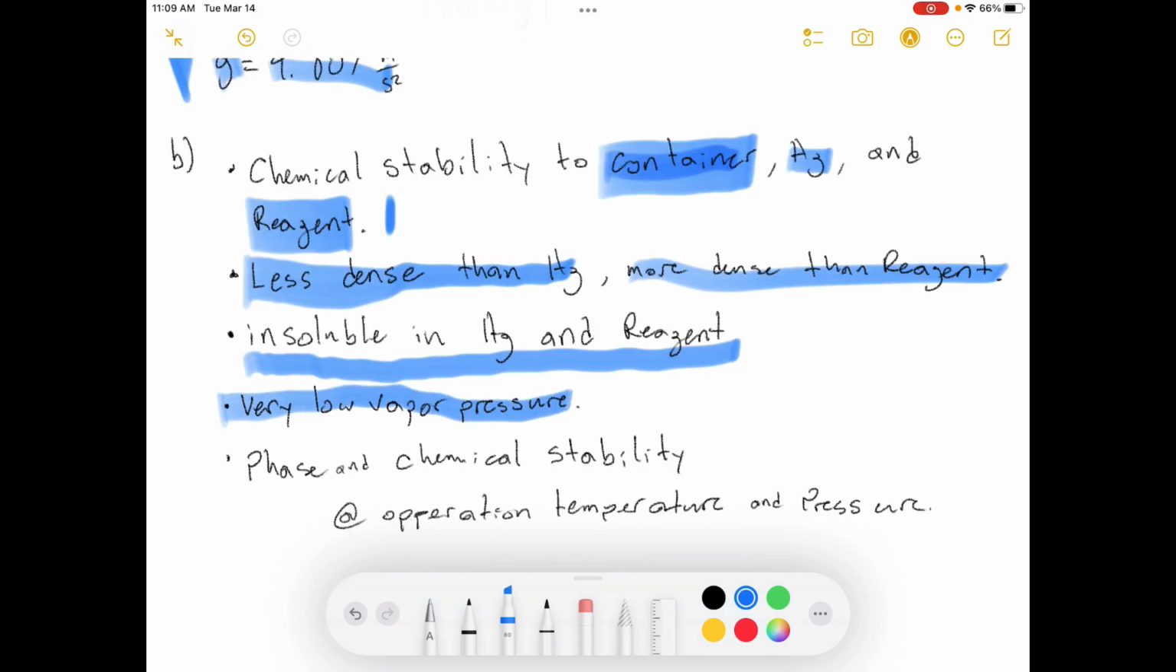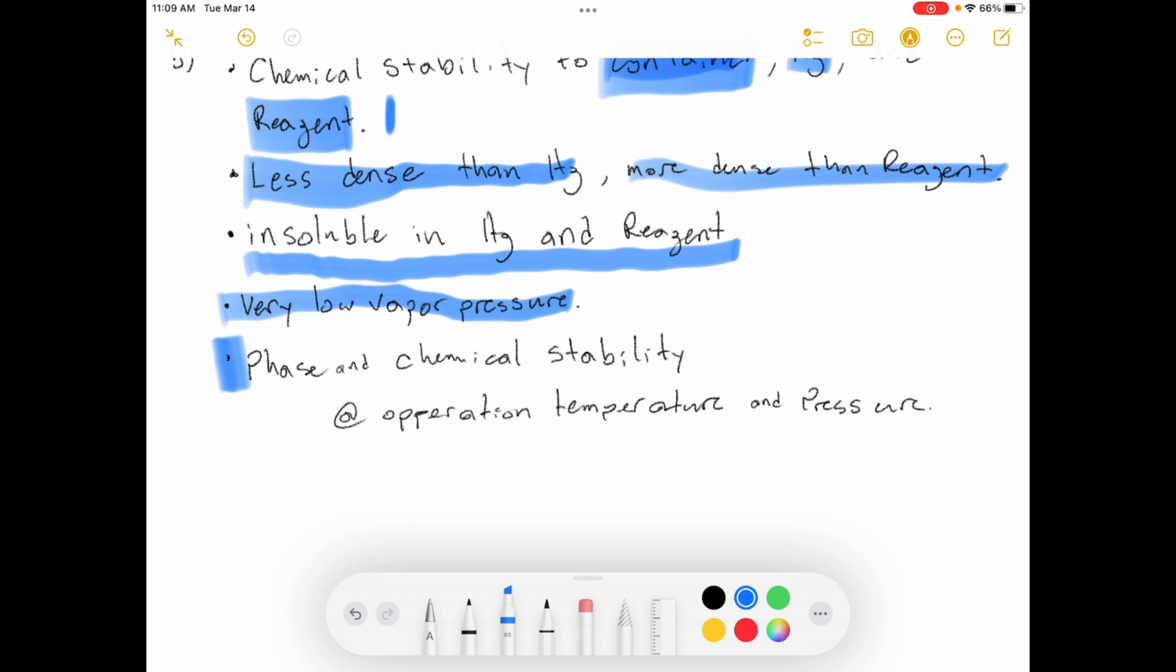The oil needs to have a really low vapor pressure. So if the chemical doesn't have a low vapor pressure, it'll just kind of turn into a gas, and then it'll flow out with the reagent. Even if it doesn't react with the reagent, it'll just turn into a gas and just kind of flow out with the reagent whenever you move the reagent around, and then you no longer have your barrier anymore.